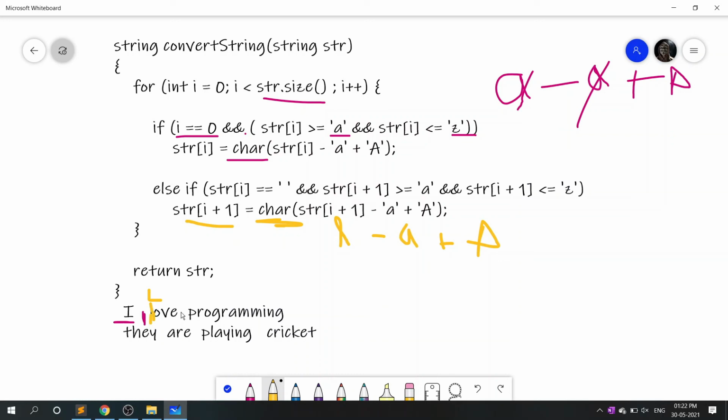Now again I come to a blank space. Now these conditions will play their role. Is str of i equal to a blank space? Yes, it is a blank space. Again I am checking the letter after the blank space. Is it between small a and small z? Yes, small p is between small a and small z. So again I'm going to convert it into a capital letter. In this way, this is a small solution which takes a total time complexity of big O of n, because I'm simply traversing the whole string, nothing extra. So I hope you understand the solution.